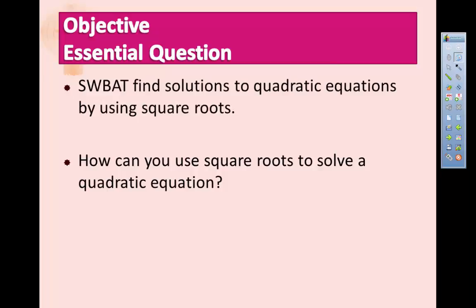If you're doing Cornell notes, you're welcome to write that down. You can also get it later on the YouTube video. So students will be able to find solutions to quadratic equations by using the square roots. We're going to do a study guide for this eventually. I'll probably give it to you tomorrow because we're just going to get started on it.